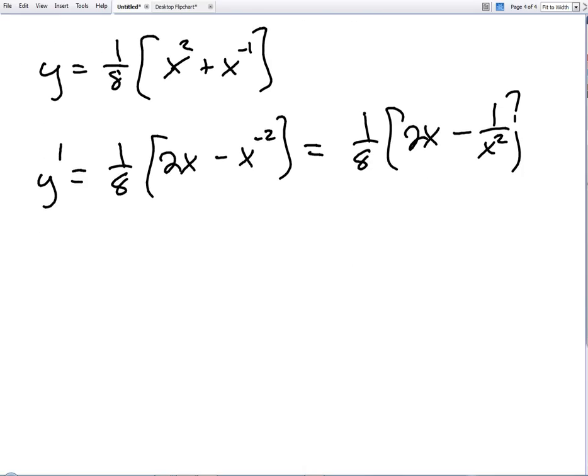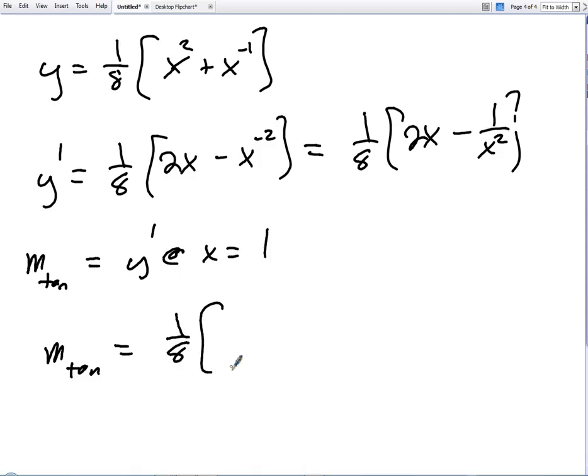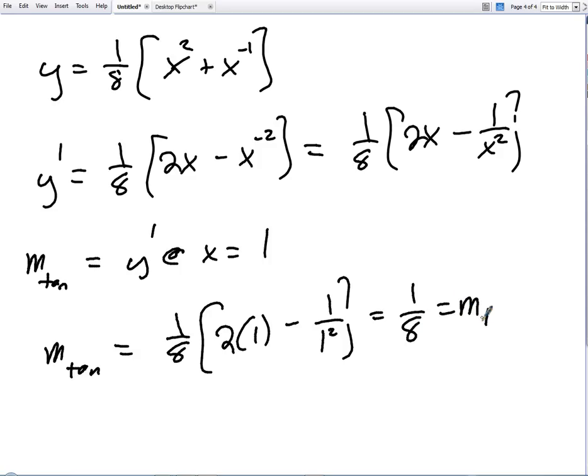Plug in x. So the slope of the tangent line is just equal to y prime at x equals 1, right? So the slope of the tangent line would just be 1/8 times 2 times 1 minus 1 over 1 squared. What's that? 1 times 1/8, 1/8, right? So there's our slope of the tangent line.